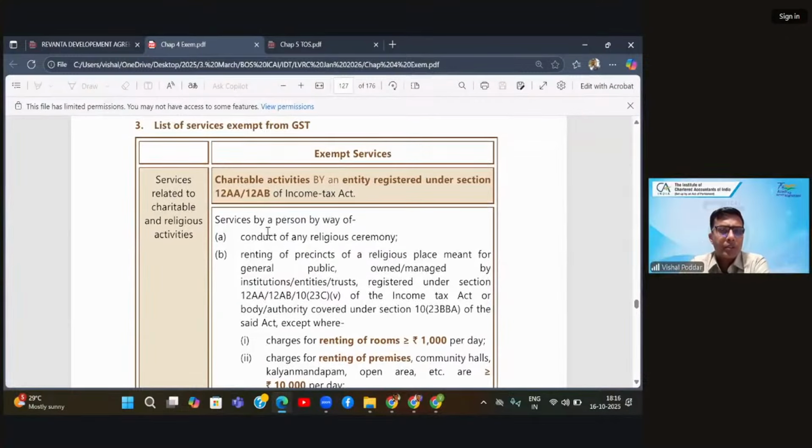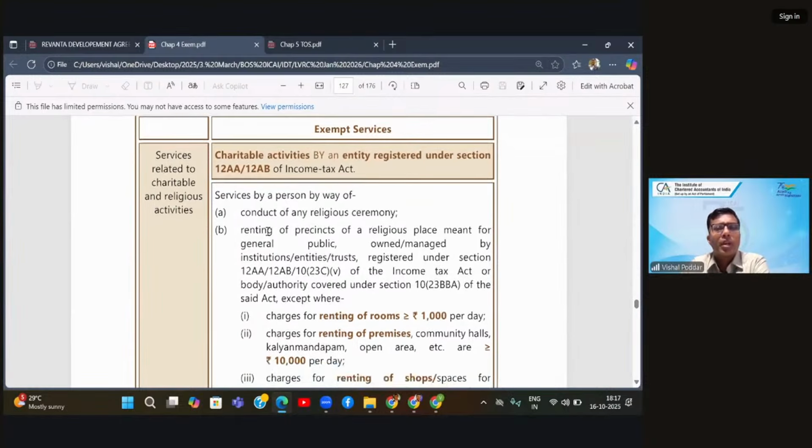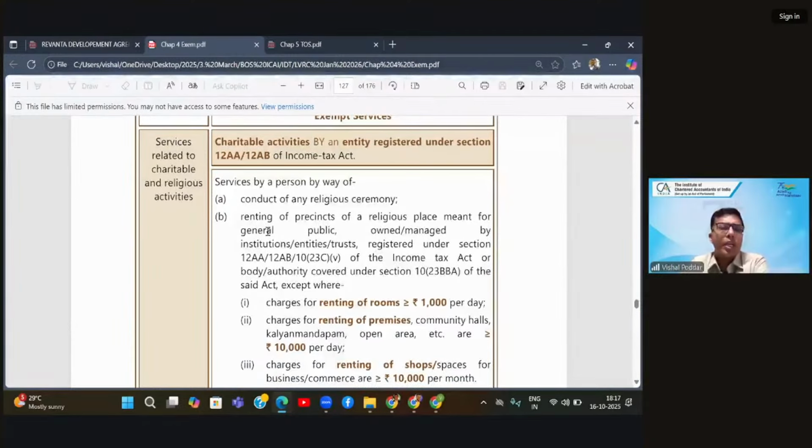Now, first, a very important exemption is the exemption for charitable and religious activities. Now, let us try to draw a parallel with income tax. Under the old income tax law, the new one will be applicable from next year, the old Income Tax Act 1961 also provides exemption for charitable institutions, vide sections 11, 12, 13.